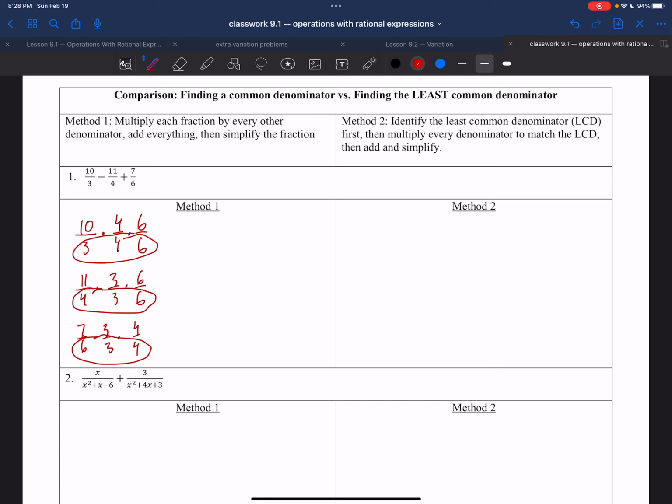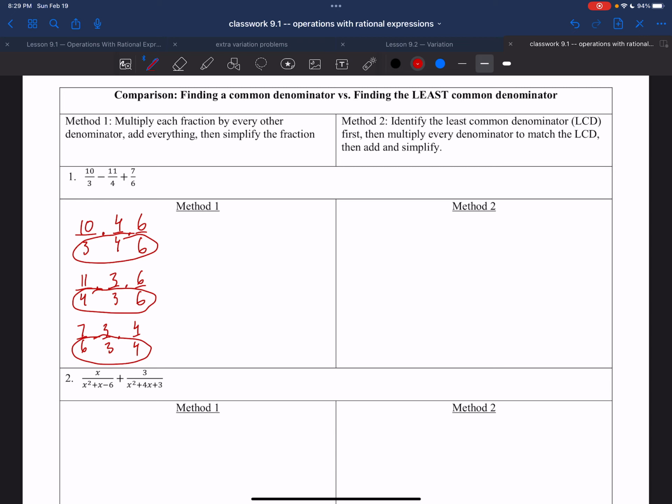And the thing is, this isn't an efficient way to do the problem. And I made you do this in class just because it's kind of excruciating and not fun and stupid. It's like, why would I do it this way when I totally know of a better way to add this stuff, right? Which is finding a least common denominator.